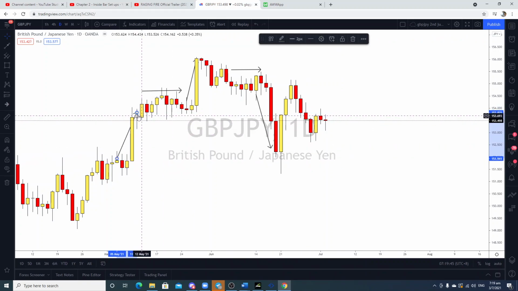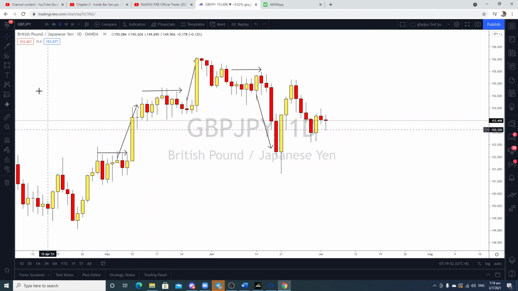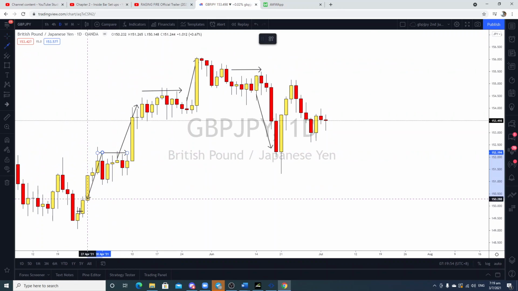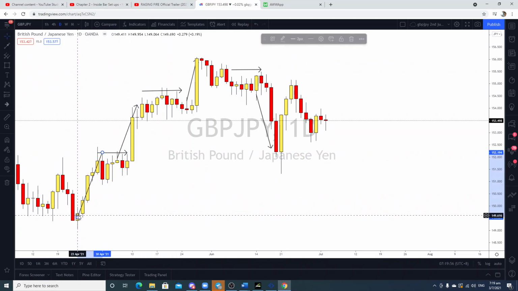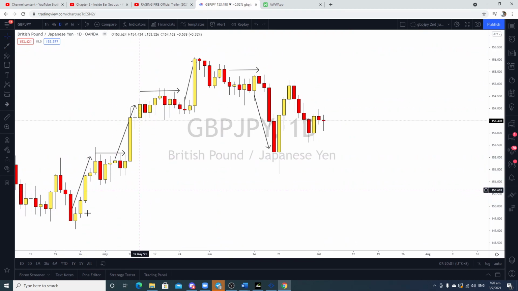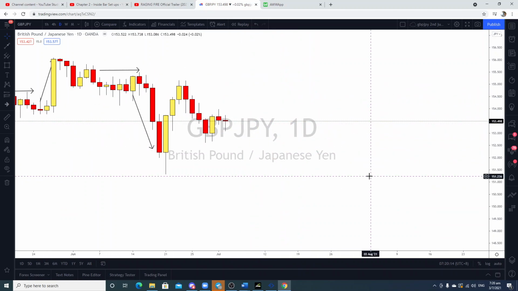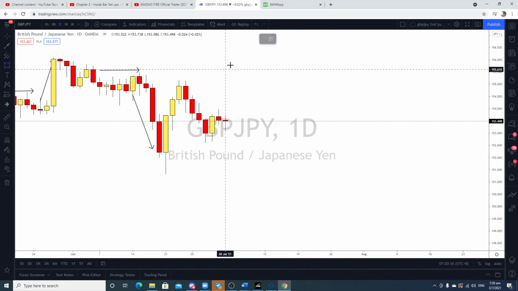Before this rally, what's the market doing? Base. Before this base, what's the market doing? Rally. Okay, so we can see a rally, base, rally, base, rally, base, drop, base, rally, base, drop. So rally, base, drop is what the market is doing previously.